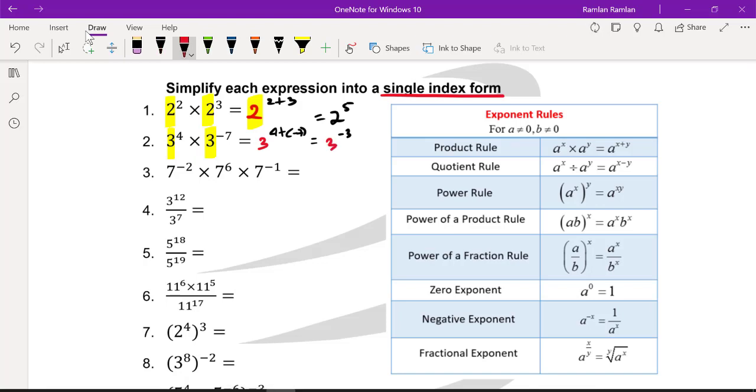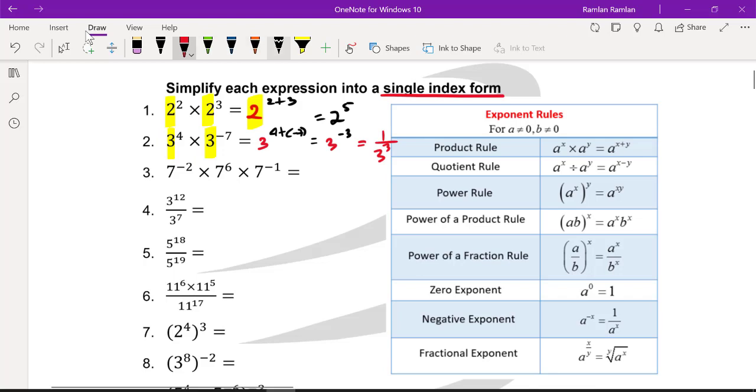As you can see, it doesn't matter if you have a negative power here, because the question doesn't tell you to change this into a positive index form. But if you want to do it, it's actually fine because we have this property here. If you have a negative power, you can change it into a fraction. So this just becomes 1 over 3 to the power of 3, if you want, but you don't really need to do this.